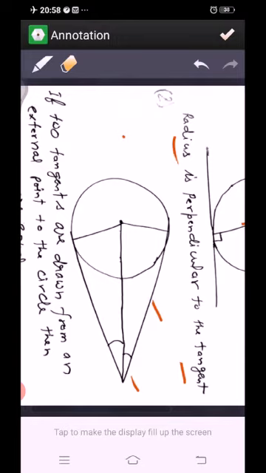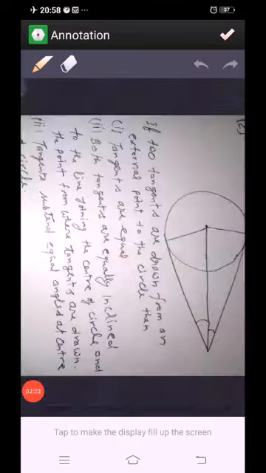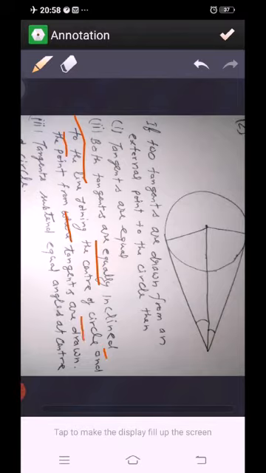If two tangents are drawn from an external point to the circle, then the tangents are equal. This tangent is equal to this tangent. Then the second thing is both tangents are equally inclined to the line joining the center of the circle and the point from where tangents are drawn.